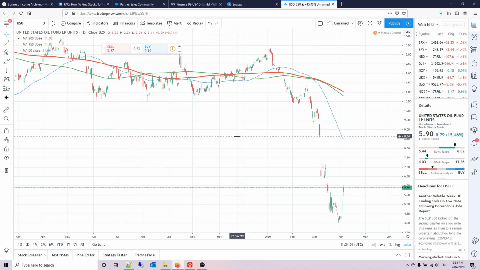In the next session, I'm going to share with you how to identify key support and resistance.